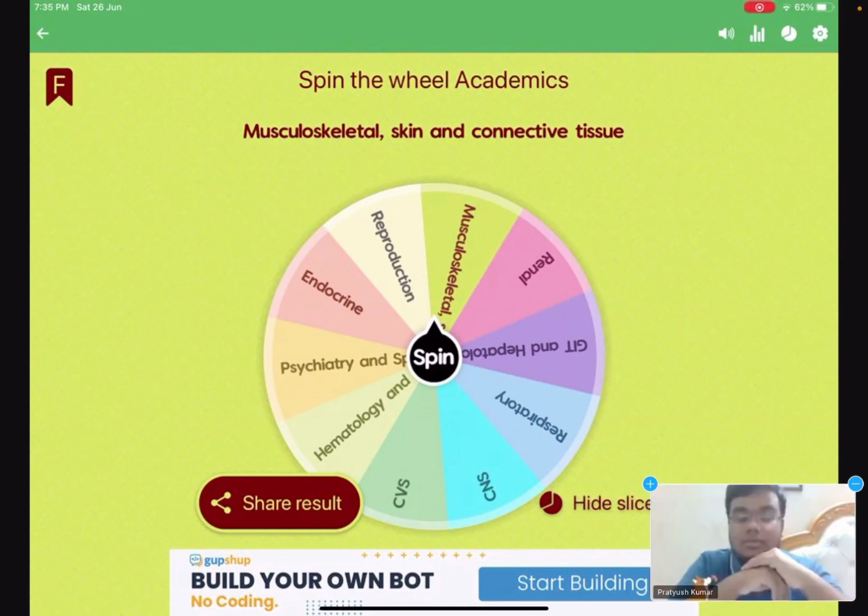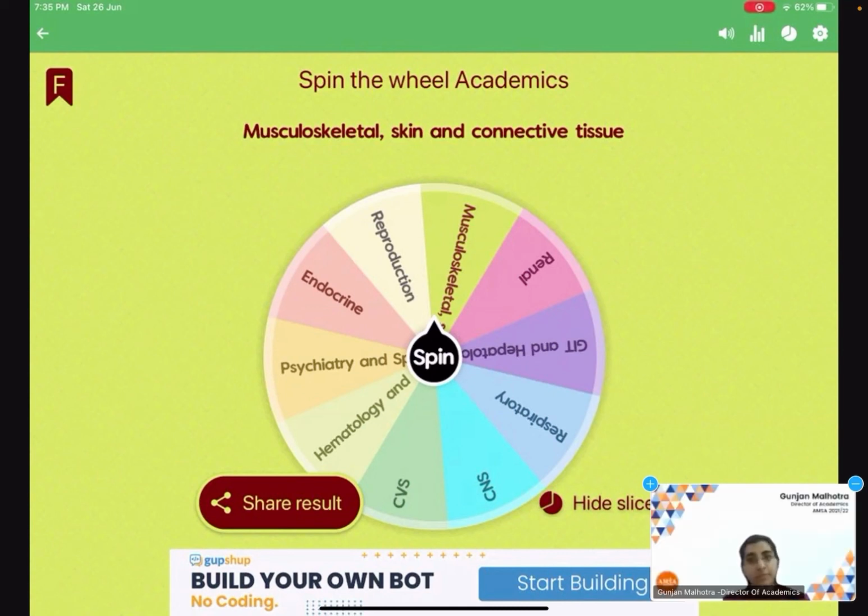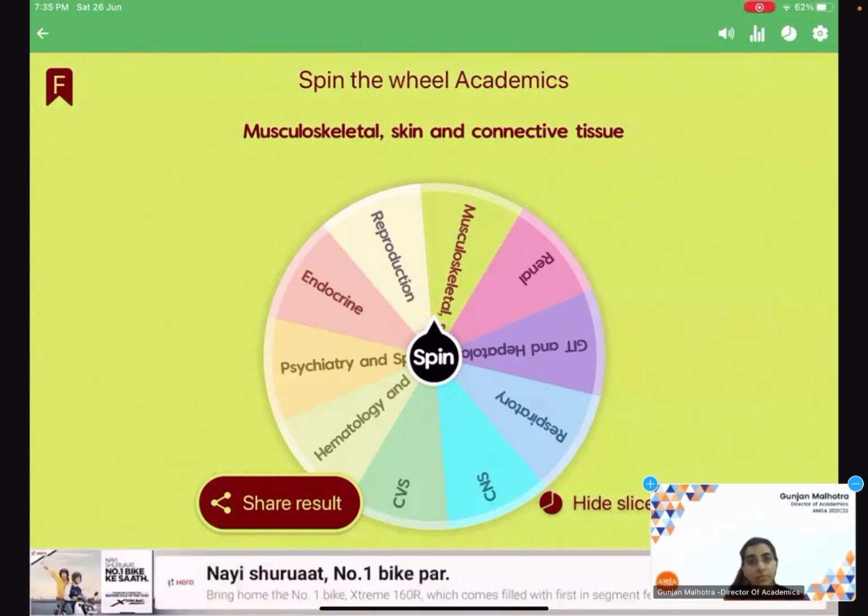Please repeat the question once more. A 25-year-old boy was playing a basketball match and tried to block the basketball shot and had a sudden fall. Which of the following nerves is most likely to be injured in this case? Radial nerve, axillary nerve, median nerve, and musculocutaneous nerve.